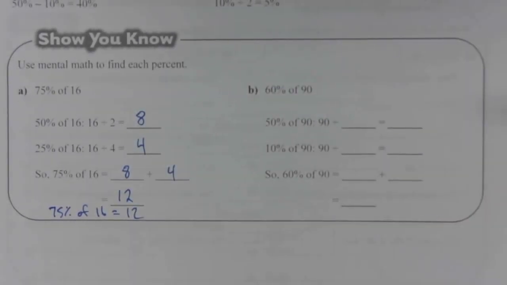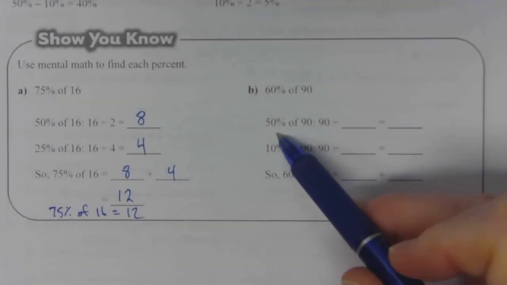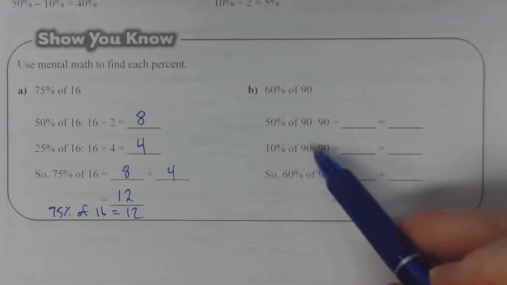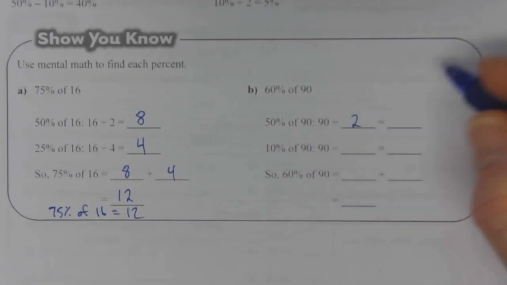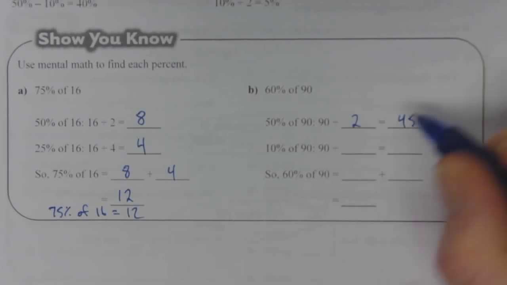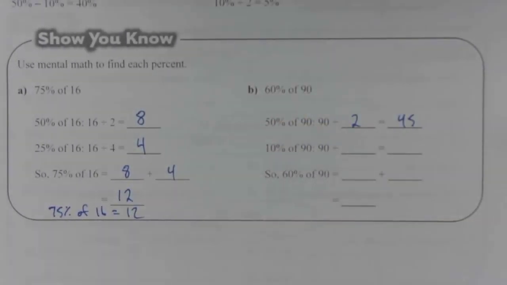B, 60% of 90. Now 60% can be figured out by saying, okay, we know 50% and we know 10%. If I add those together, that gives me 60%. So 50% of something was, divide that by 2. So 90 divided by 2 is 45. So 45 is 50% or half of 90.